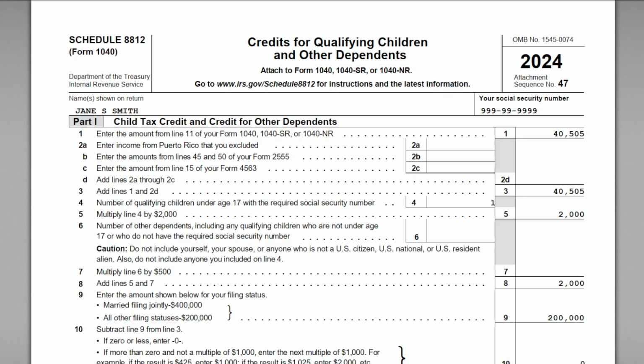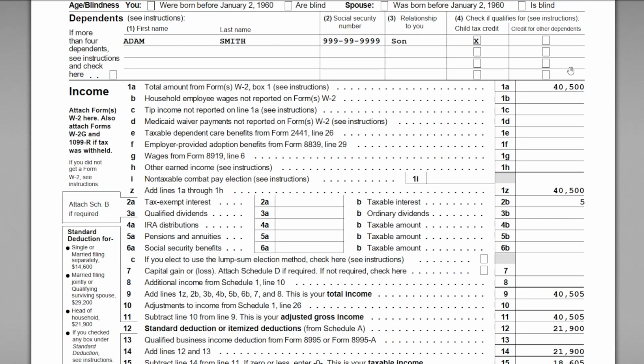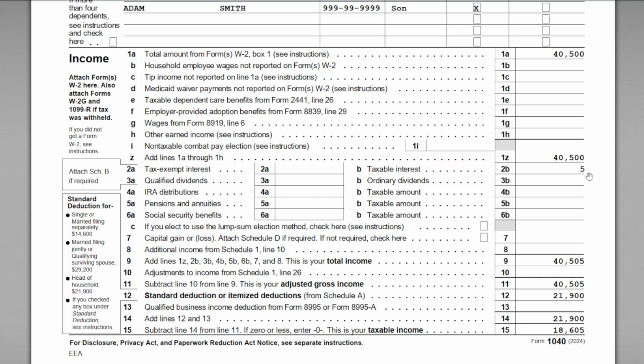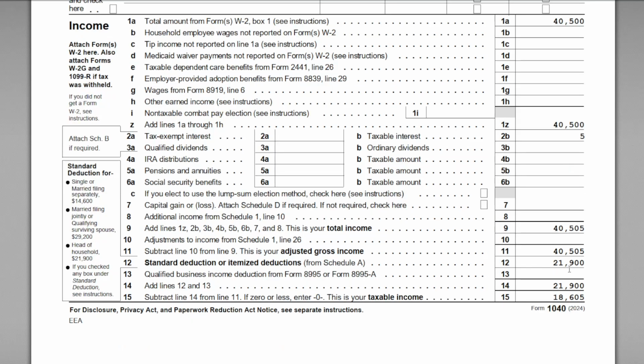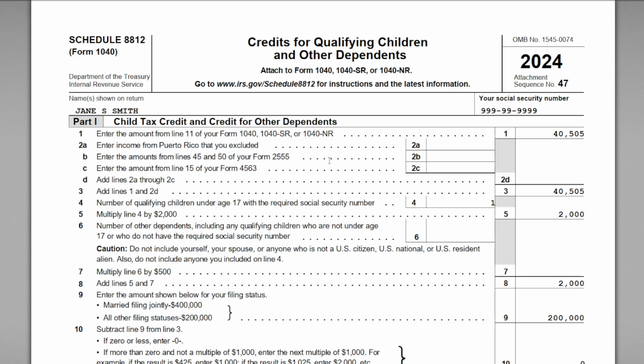So if we start with page 1 of our 1040, look at the income information. So again, we can see there's her earned income, her wages, W-2 box 1. She has some interest income earned on her savings account, and so her total AGI is $40,505. As a head of household, she gets a standard deduction of $21,900. So her total taxable income is $18,605, and her tax liability here is $1,904. So now that she's got those items in place, she knows her income, she knows her tax liability on the taxable income. How does she complete the 8812?